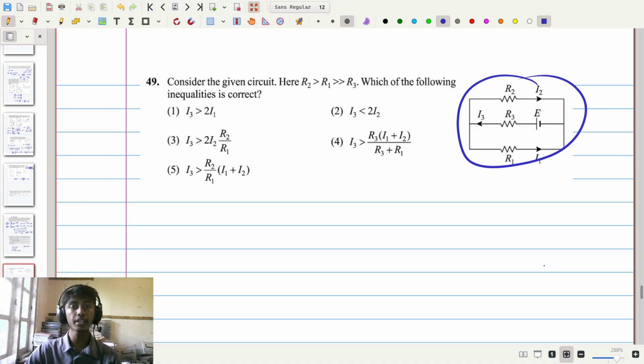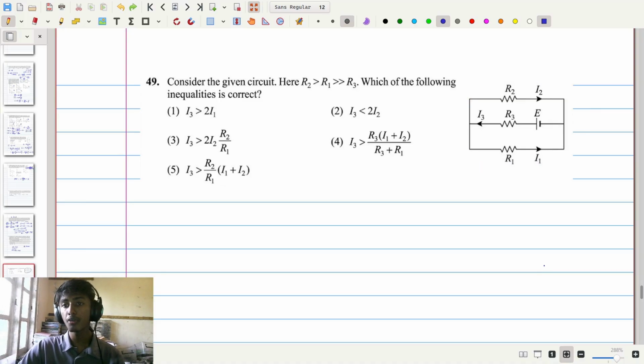Now looking at the circuit, the only theory I'm going to apply is Kirchhoff's current law for this point right here. For this point, we can see the currents going into the point are I1 and I2, and the current coming out of the junction is I3 only. So therefore, I3 must be equal to I1 plus I2.